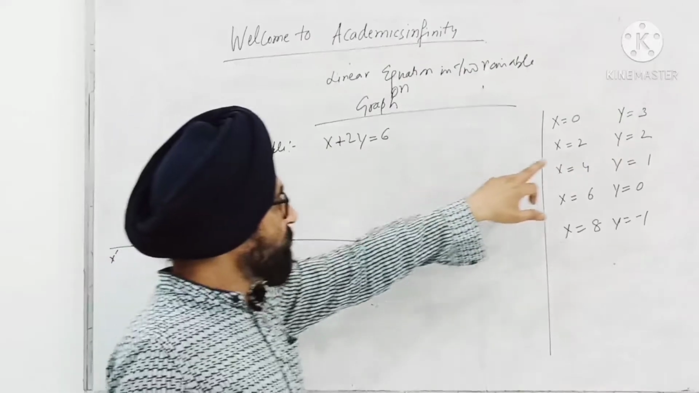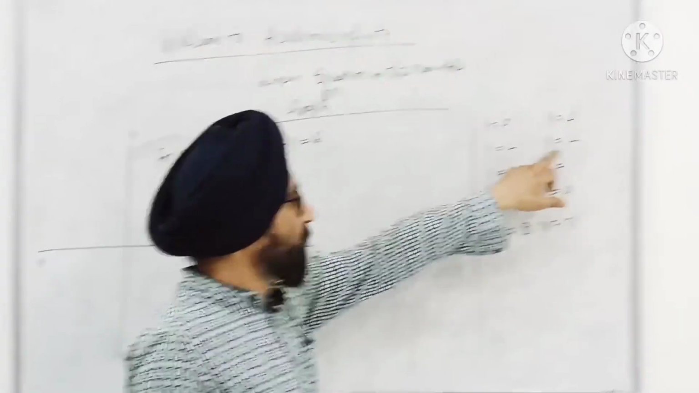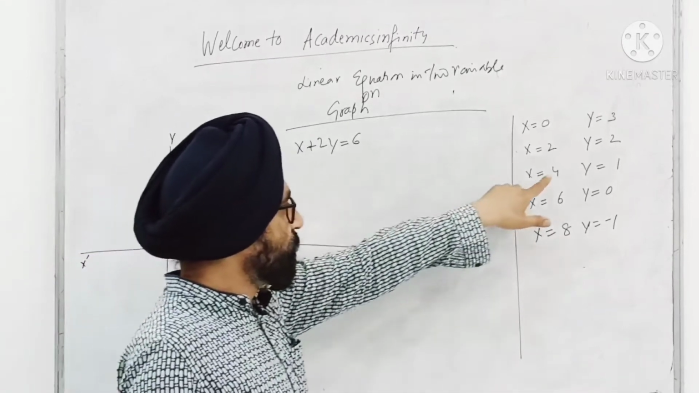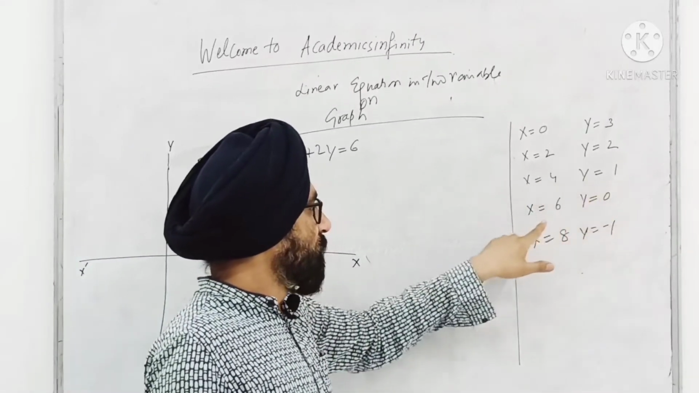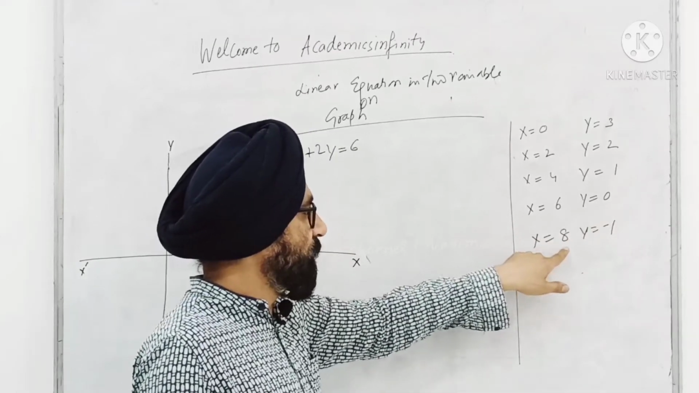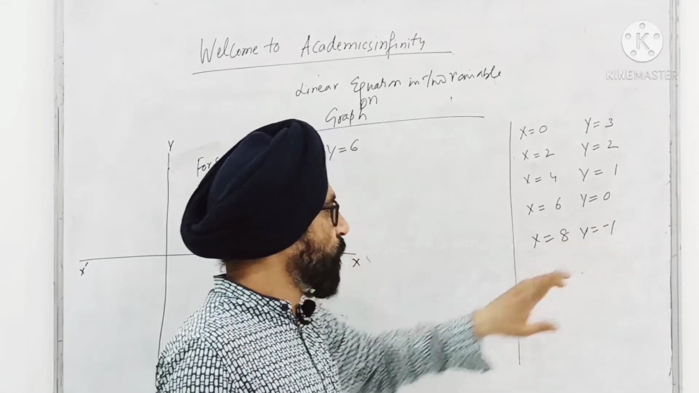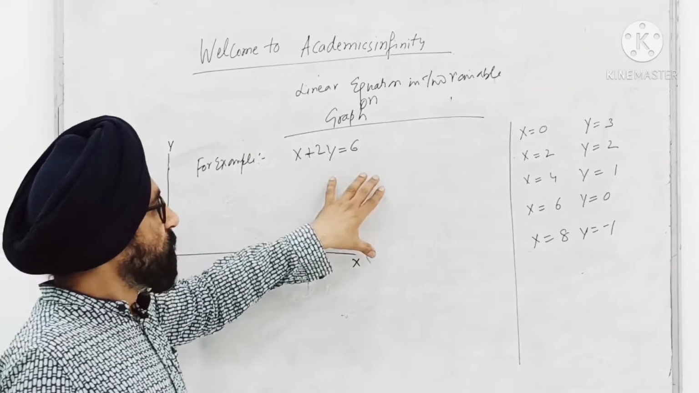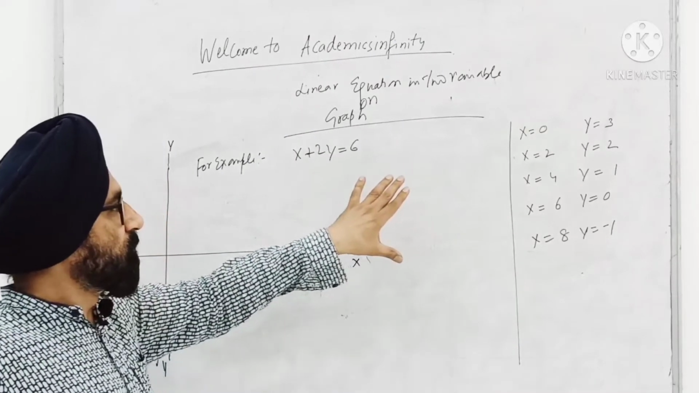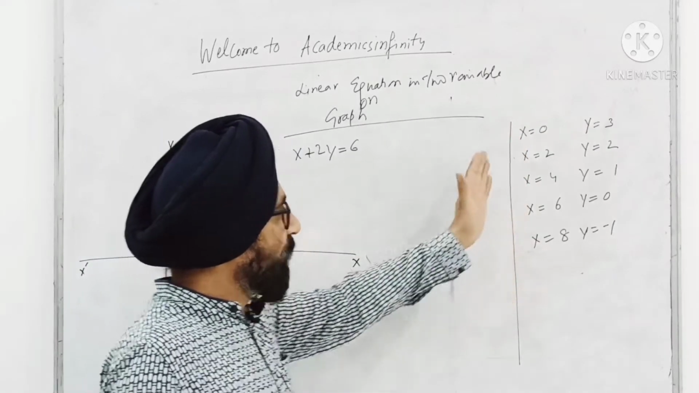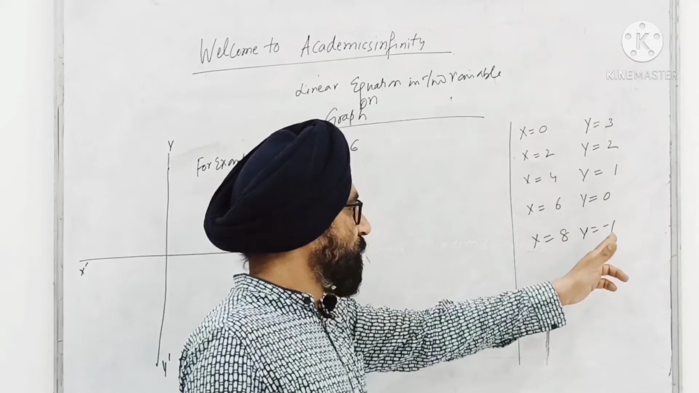When we put x equal to 2, the value of y will become 2. When we put x equal to 4, the value is 1, x equal to 6, the value is 0, and when we put x equal to 8, y is equal to negative 1. I am not solving it again here. When you put the value of x, y will become 3, 2, 1, 0, negative 1.